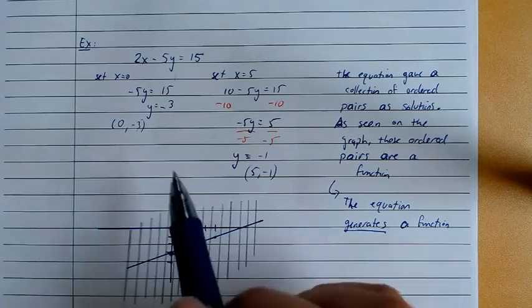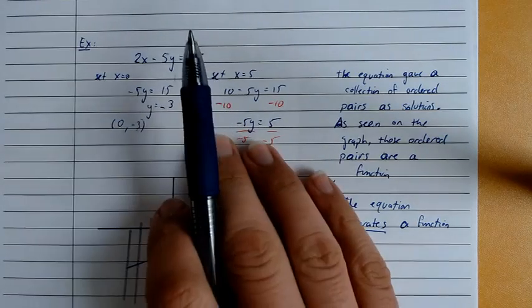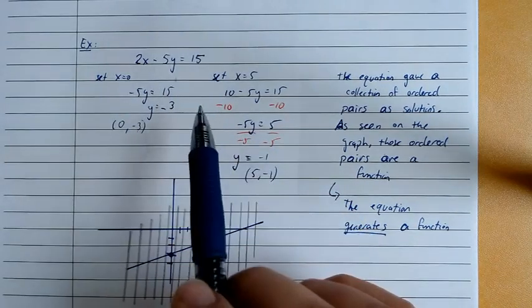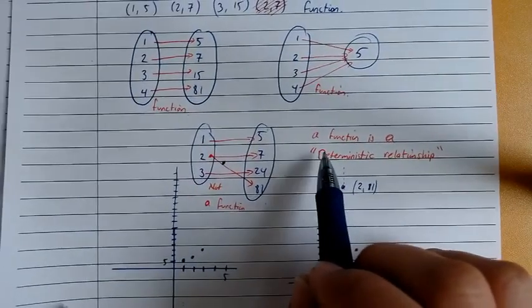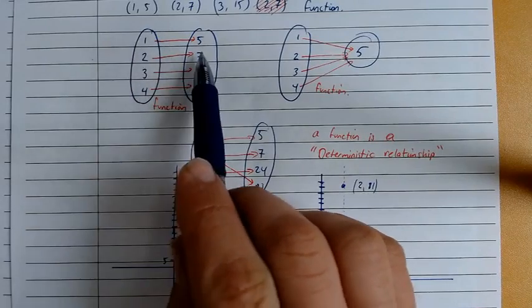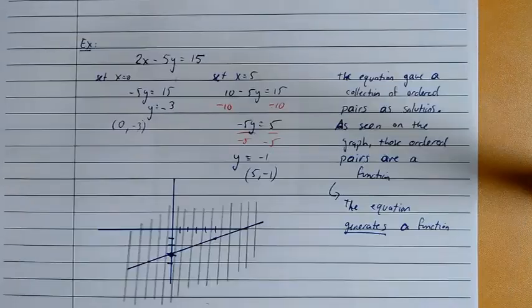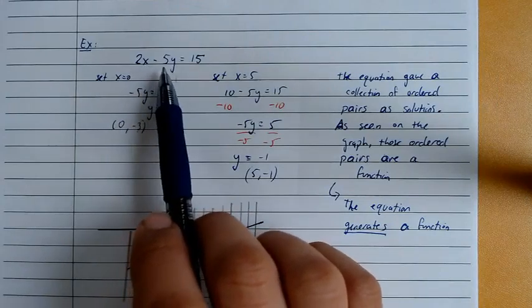Right? Now, if an equation generates a function, then that means that it is a deterministic relationship. That means that, as we saw before, a function tells you, once you know what x is, that automatically forms y. Well, if that's the relationship, wouldn't we be better off writing this equation in terms of x?